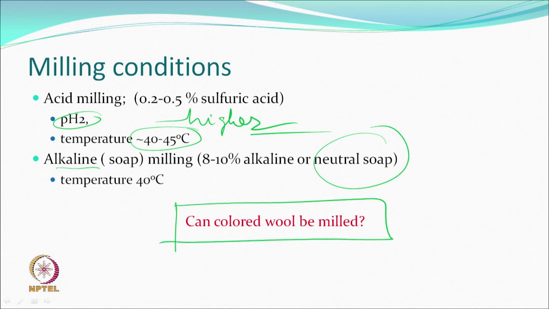What happens if we use colored woolen yarns? So your yarn is dyed, and then you weave the fabric and then take it to the milling operation. You remember the dyeing is also done in acidic medium, and if you keep doing this for a period, dye can come out also, right? But do we do it?